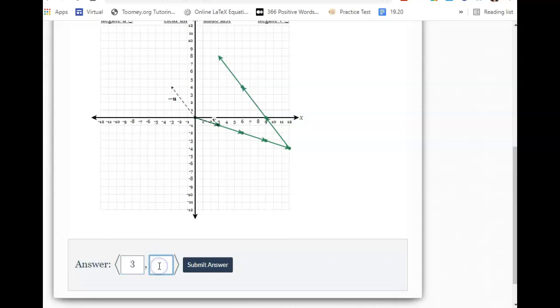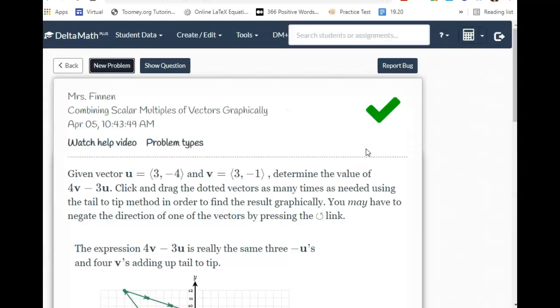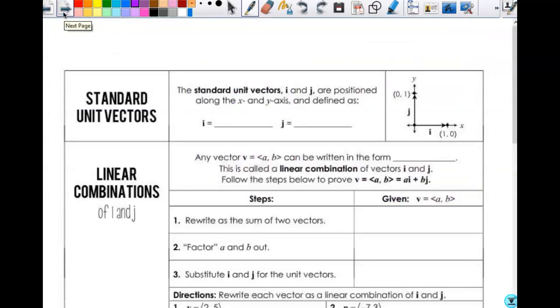Three, 8. Submit my answer. Yay, I'm correct. Okay, so I have one more to show you, but that's after we do the second part of this lesson. So now we're going to look at standard unit vectors.